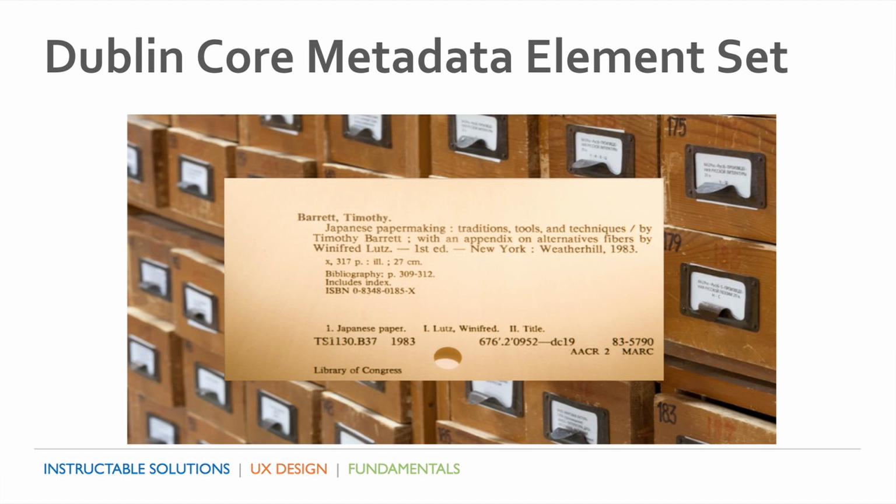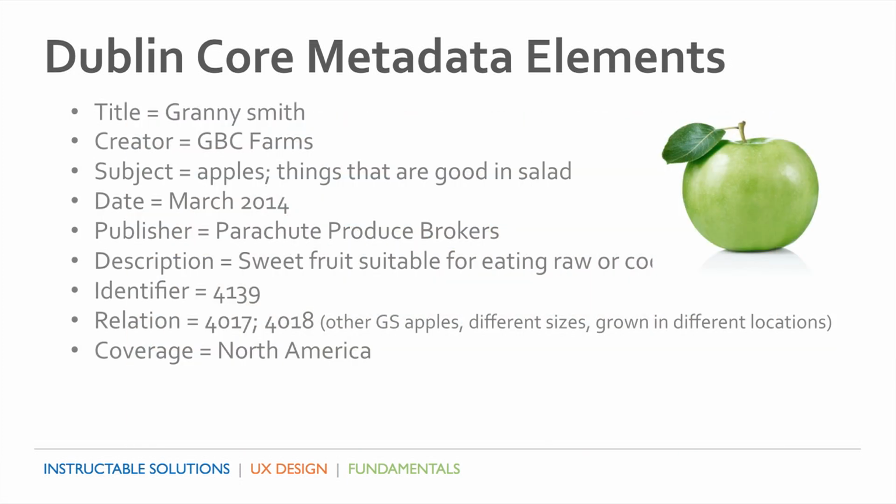These include a formulaic approach to the facets of a specific publication. And you can see how they're broken down here following the Dublin Core metadata element set. If we were to use the Dublin Core metadata elements and describe our thing that I asked you to create an open data list for, we would be grouping the elements like this. Our title would be Granny Smith, our creator would be GBC Farms, our subject would be apples, things that are good in salad, or maybe something different, depending on your interpretation of what this thing was.